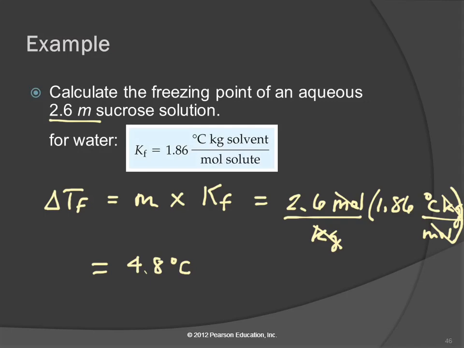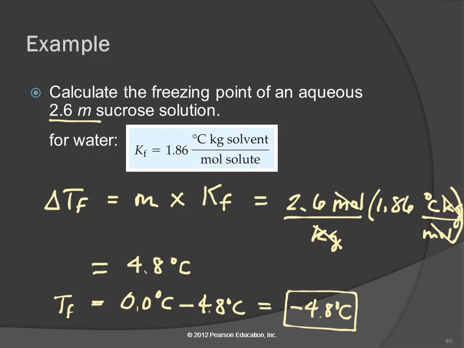To find the actual freezing point, we need to know what the normal freezing point of water is. What's the normal freezing point of water? It's zero. So the actual freezing point, TF, is going to be 0 degrees Celsius minus this change, and so the new freezing point is minus 4.8 degrees Celsius. If you have a 2.6 molal sucrose solution, it will freeze at minus 4.8 degrees Celsius. Any questions?